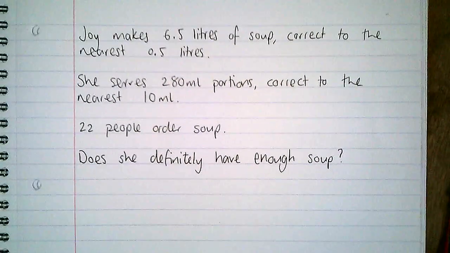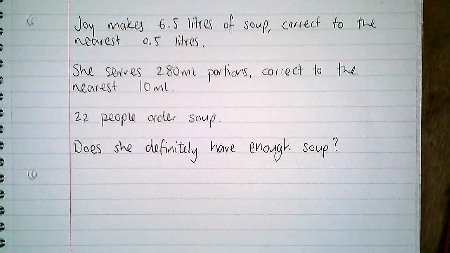So this is what we've got here. Joy makes 6.5 litres of soup, correct to the nearest half litre. She serves 280 millilitre portions, correct to the nearest 10 millilitres, and 22 people order soup. Does she definitely have enough soup?